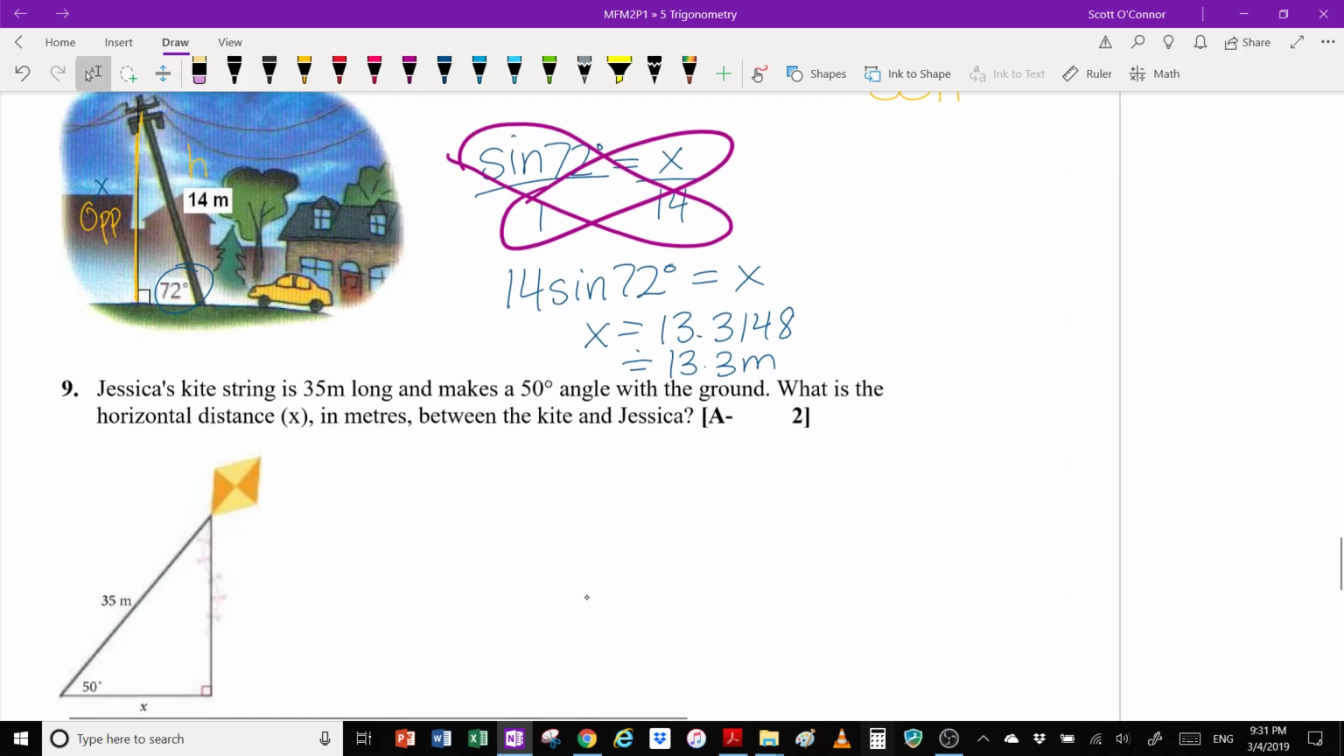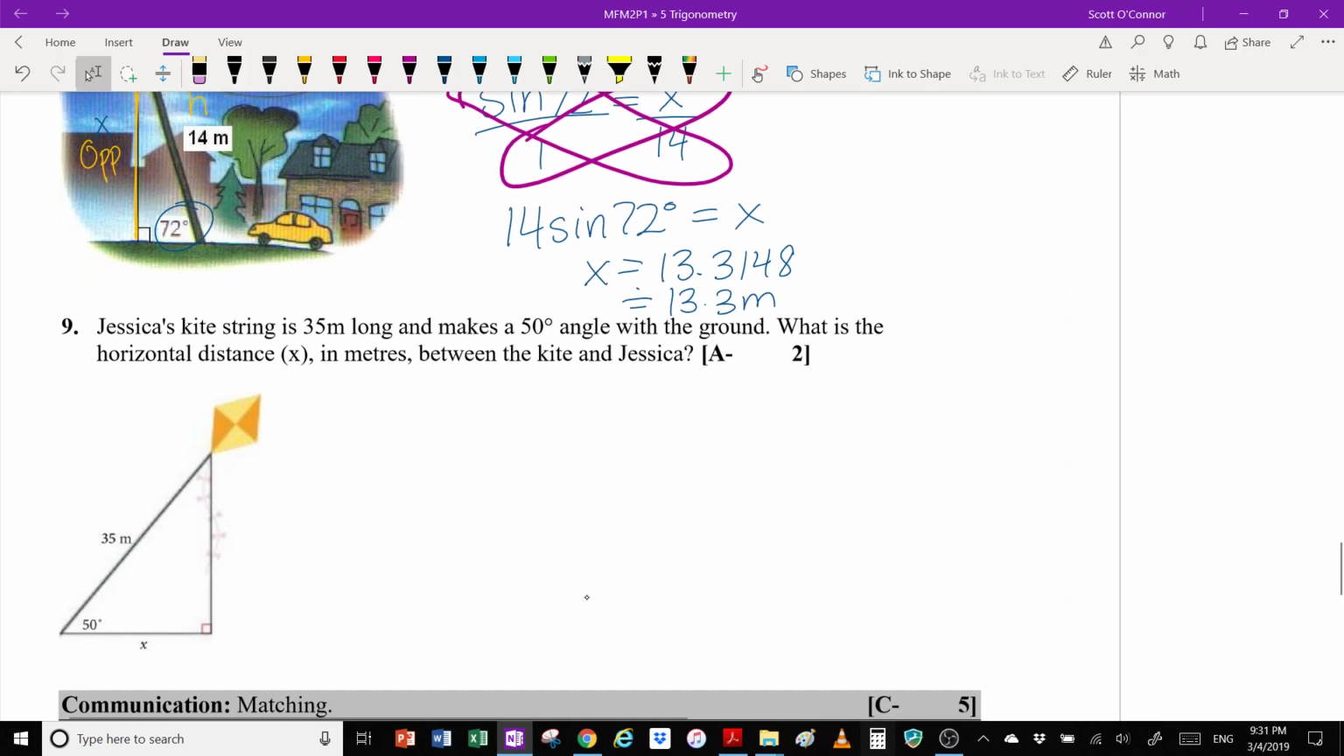Now we can look at question number 9. Jessica's kite string is 35 meters long and makes a 50-degree angle with the ground. What is the horizontal distance x in meters between the kite and Jessica? So again, this is my reference point. I'm going to label my sides. This is always the hypotenuse because it's opposite the right angle. And this is adjacent. This is the side that is next to the 50-degree angle, which is our reference point.